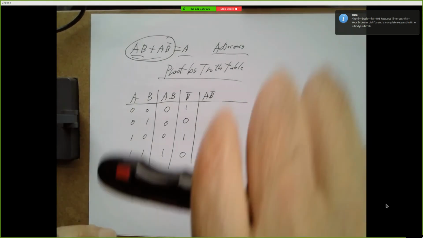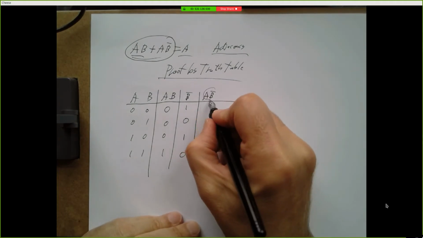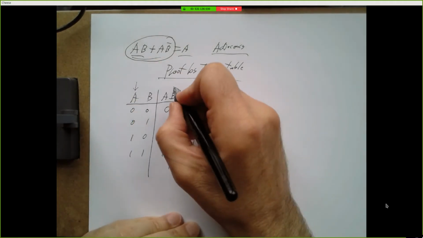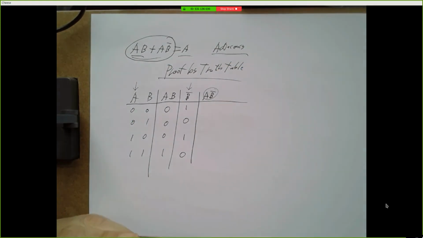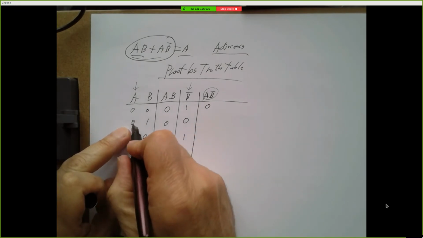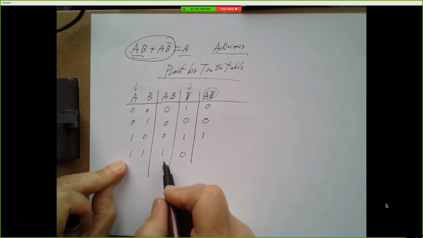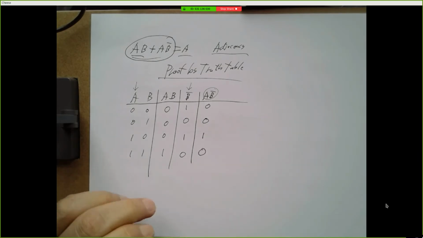Okay, now if I want to write AB bar, I'm taking this column, and I'm ANDing them. Okay, 0 ANDed with 1 is 0, 0 ANDed with 0 is 0, 1 ANDed with 1 is 1, 1 ANDed with 0 is 0.